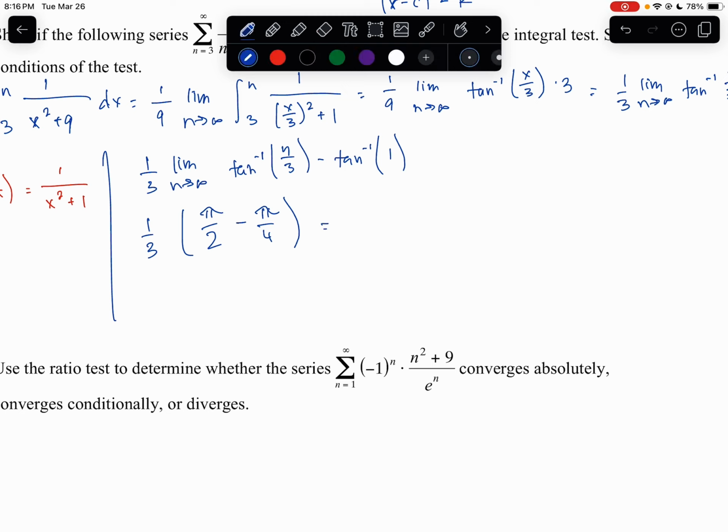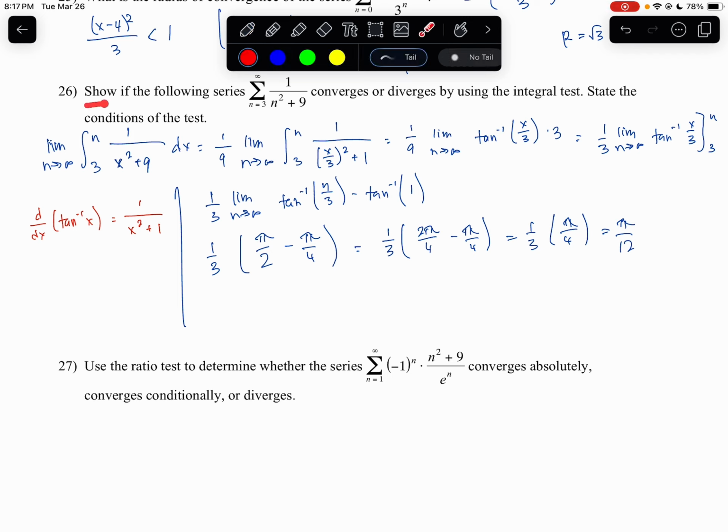This is a rough one. Sorry, guys. But it's a good one, too, to remind you guys of all this. 2 pi over 4 minus pi over 4. That's going to be equal to 1/3 times pi over 4. That's going to be equal to pi 12ths.